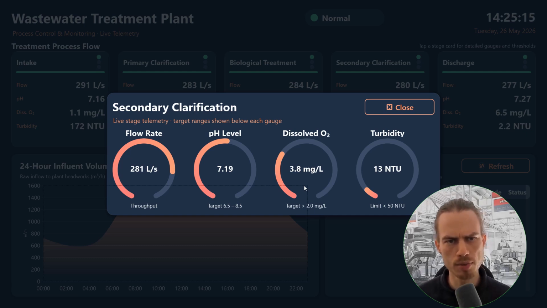at all. Shift operators, supervisors, and maintenance crews get a single, always-on view that turns a complex process into something they can read at a glance.